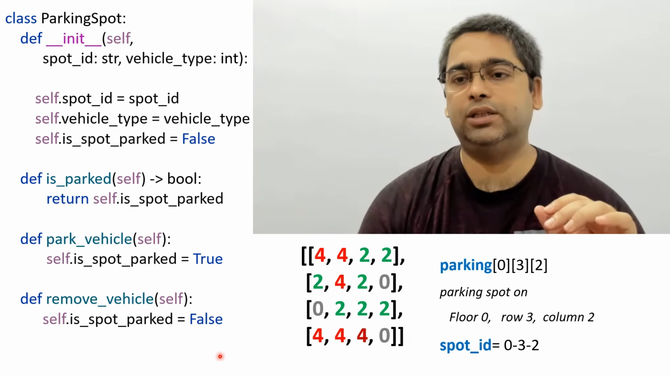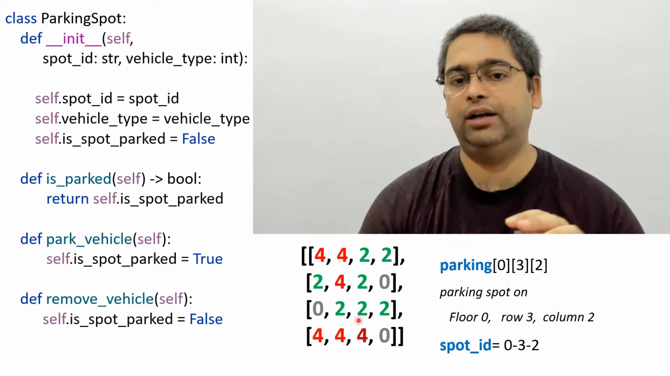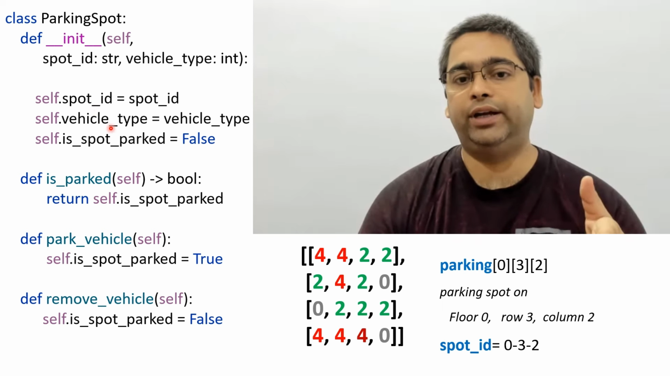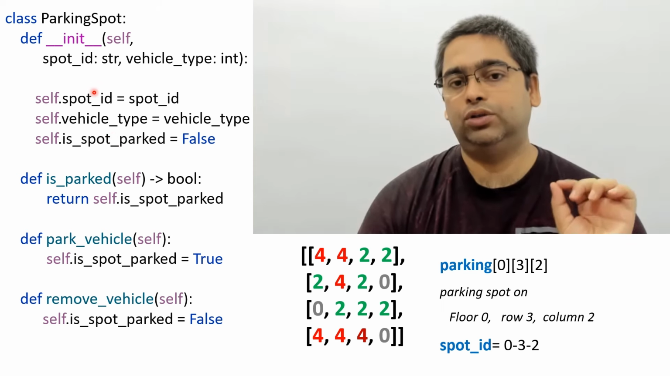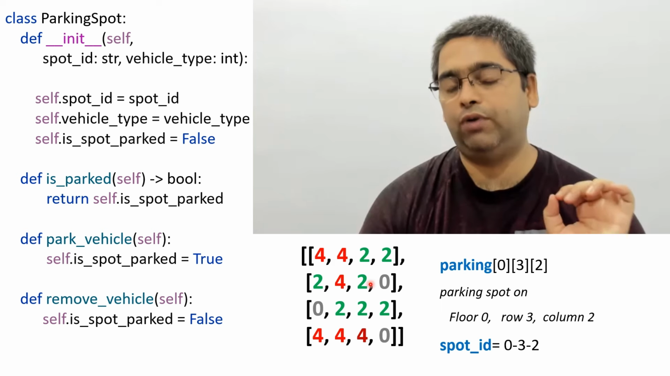Parking spot class is simple. It's an entity class and you can just understand it. We already saw the three variables: spot ID, vehicle type, is spot parked or not. So let's understand spot ID a bit. We already saw the blueprint for each floor.